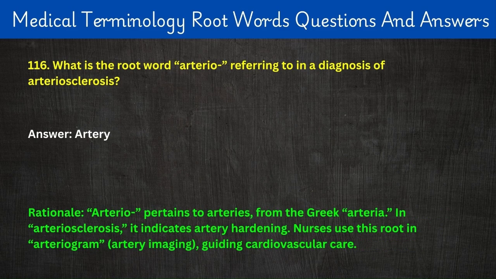116. What is the root word arterio- referring to in a diagnosis of arteriosclerosis? Answer: artery. Rationale: Arterio- pertains to arteries, from the Greek arteria. In arteriosclerosis, it indicates artery hardening. Nurses use this root in arteriogram, artery imaging, guiding cardiovascular care.